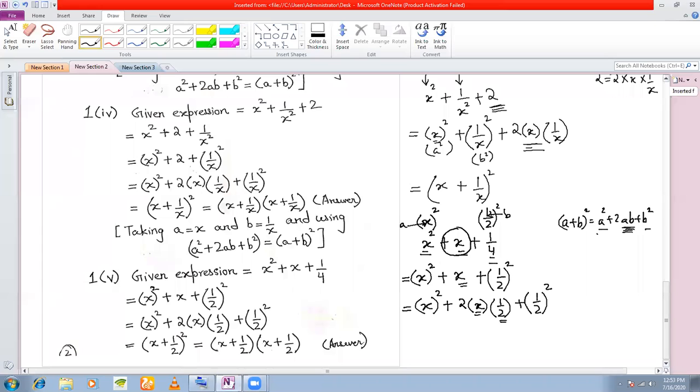Now see this has come to this form: a square plus 2ab plus b square. So this now can be written as (a plus b) whole square. Clear? Yes, sir. No problem. So we can proceed.